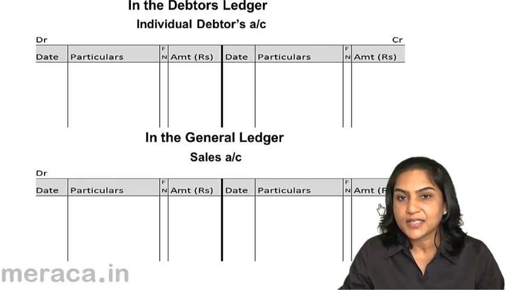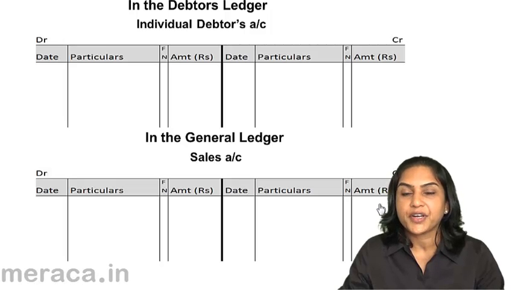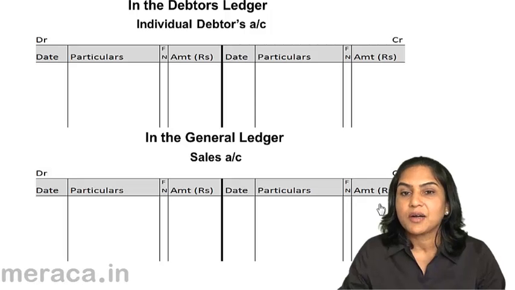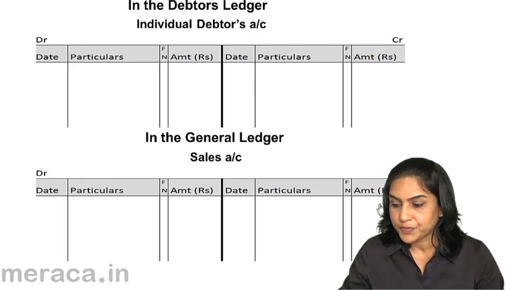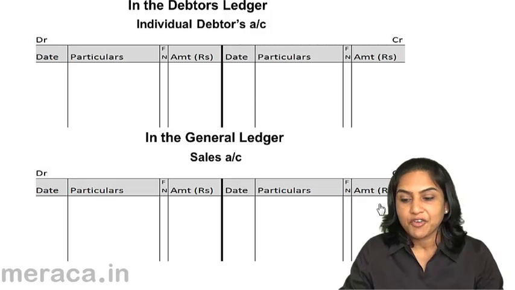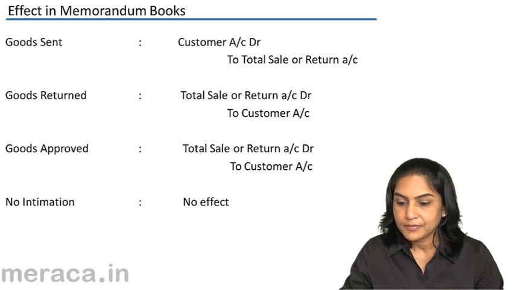However, the sale or return journal, the sale or return daybook are memorandum books. They are not a part of the main books. Entry is recorded in the main book only when goods are approved and sale is actually effected.